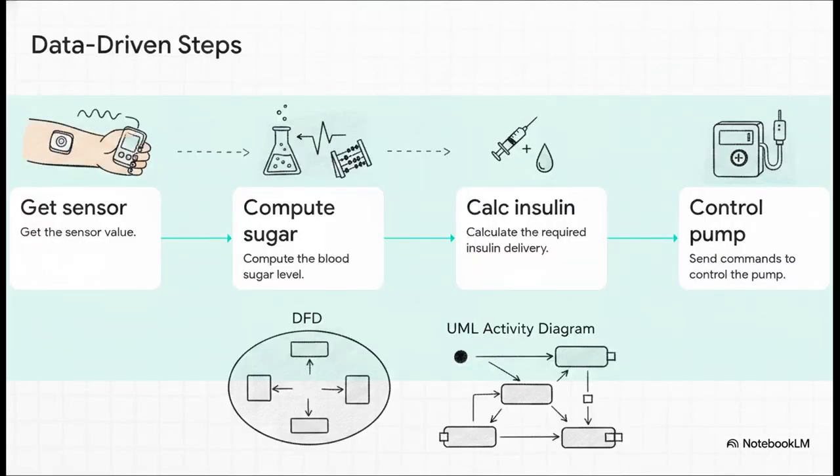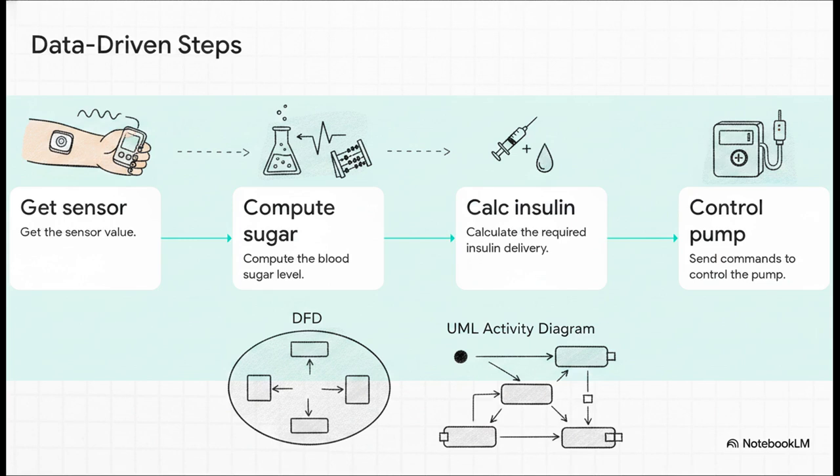Let's make this concrete with the textbook's insulin pump example. We map this out sequentially. Step 1, the system gets a sensor value. Step 2, it uses that value to compute the patient's blood sugar level. Step 3, it calculates the exact insulin delivery needed. And finally, Step 4, it sends commands to actually control the pump.